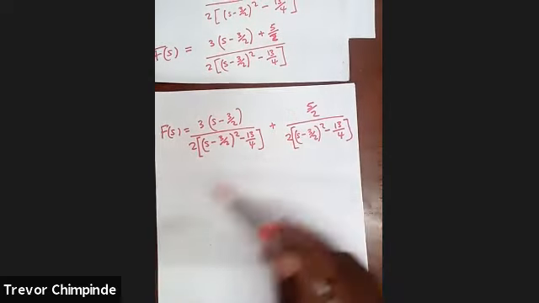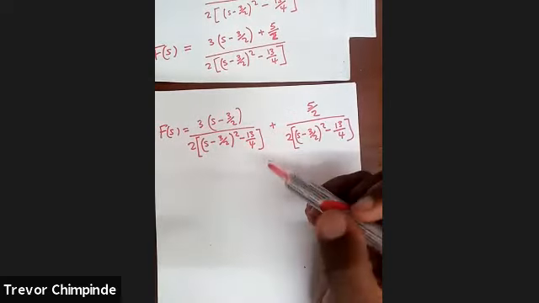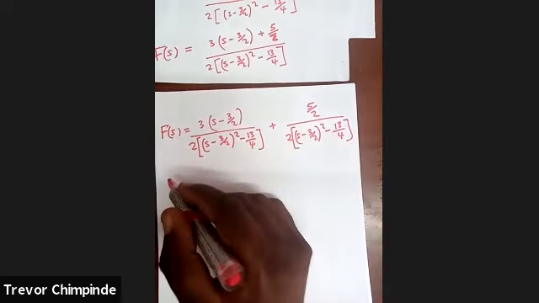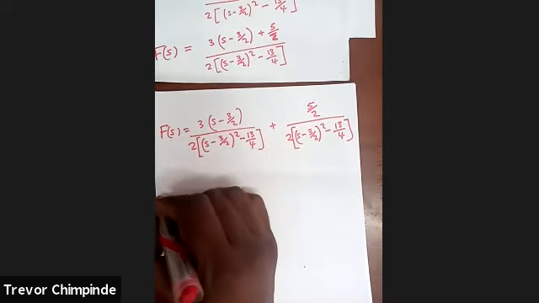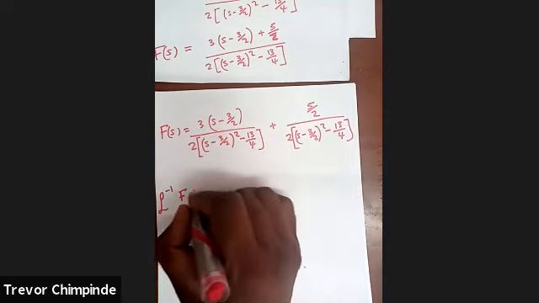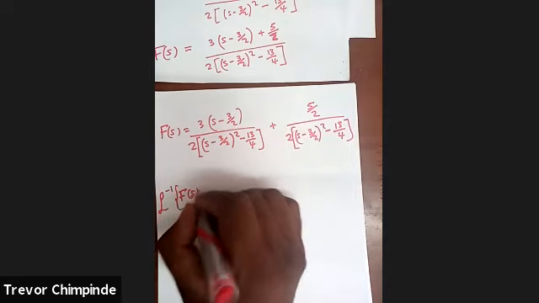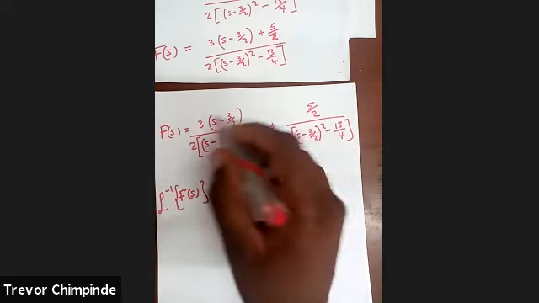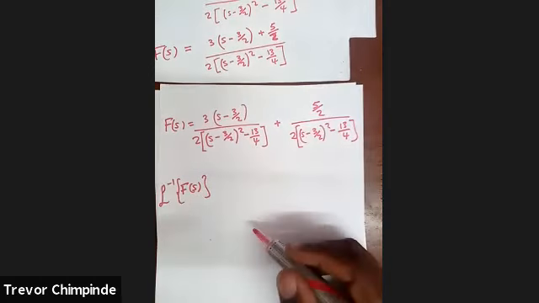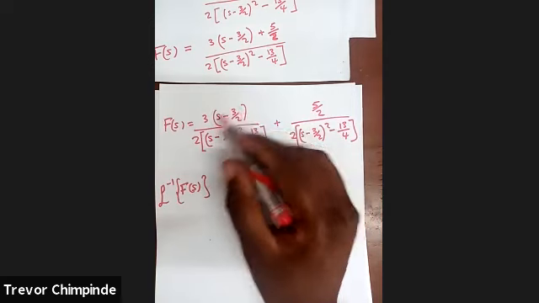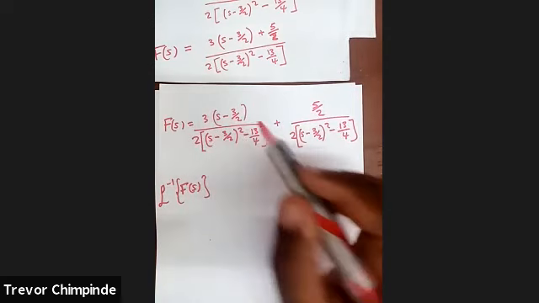Why did we do all this work? Because we want to use the s shifting theorem. Now that we have it in this form, we are ready. We can say the Laplace inverse of f of s is going to be the Laplace inverse of this term and the Laplace inverse of this term. So let's start with this one. What do you think is the Laplace inverse of the first term?